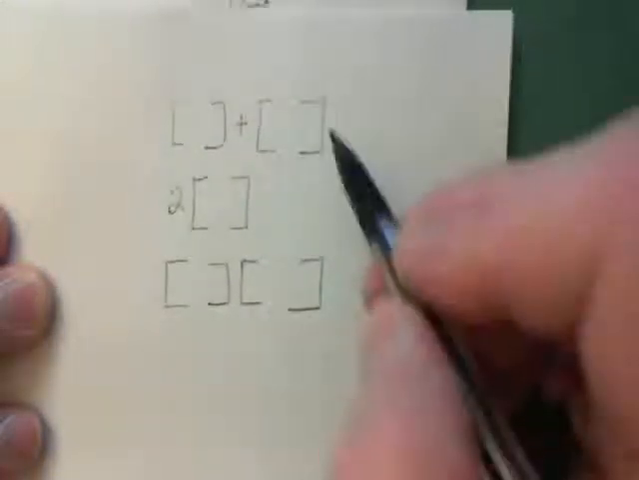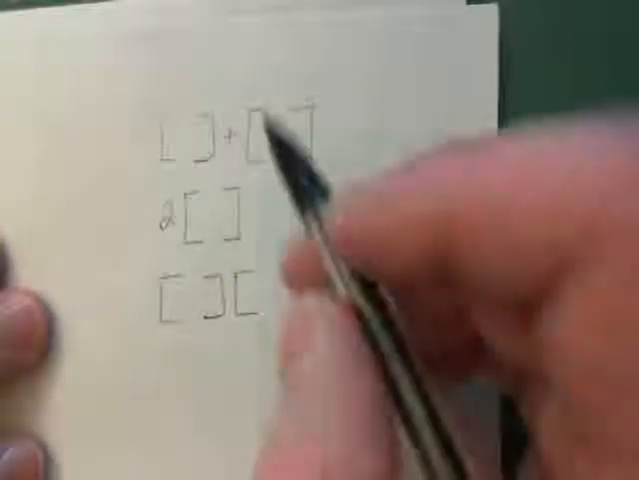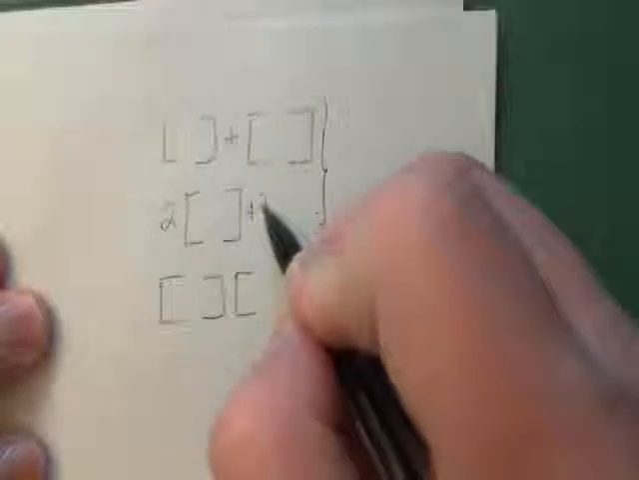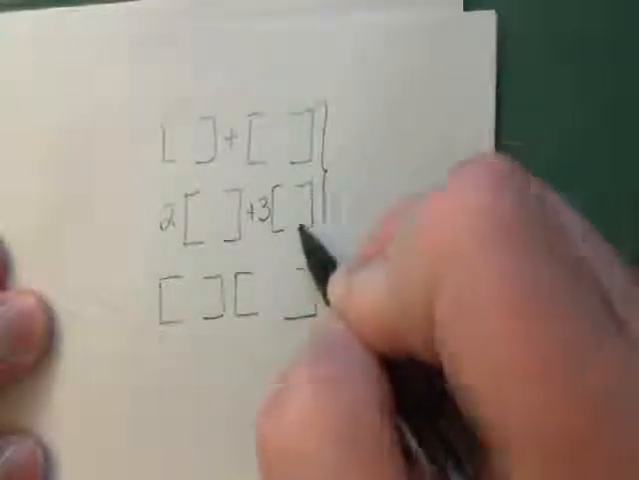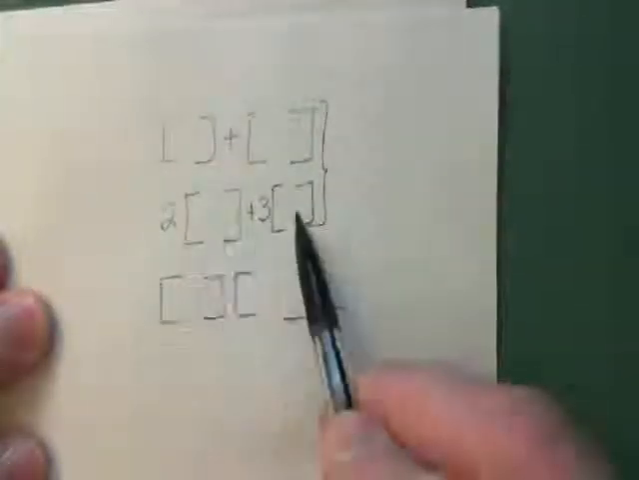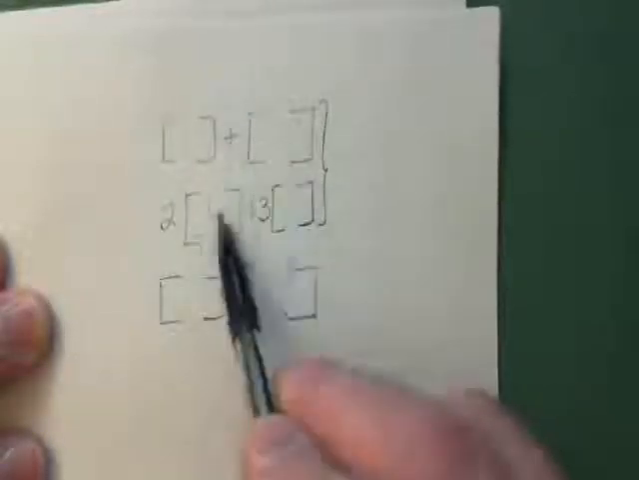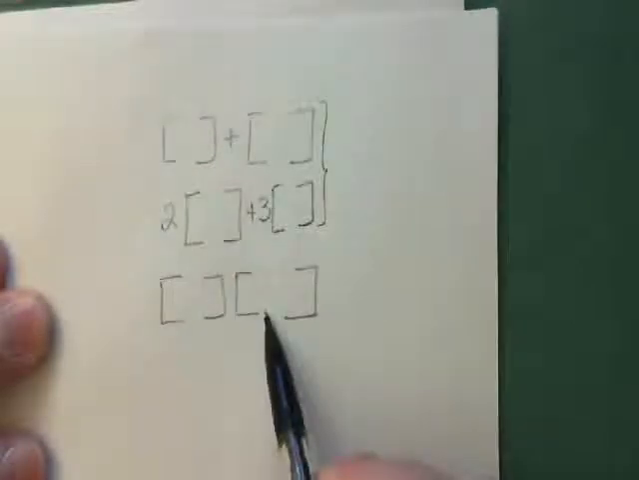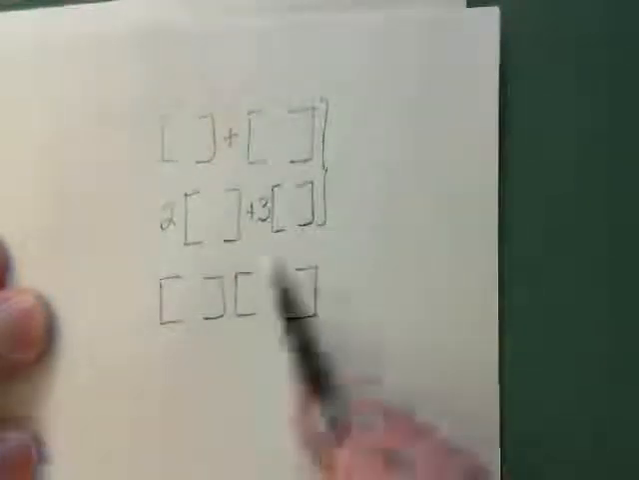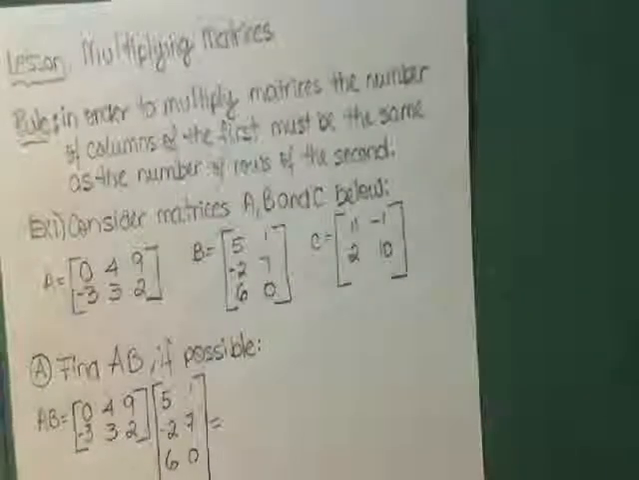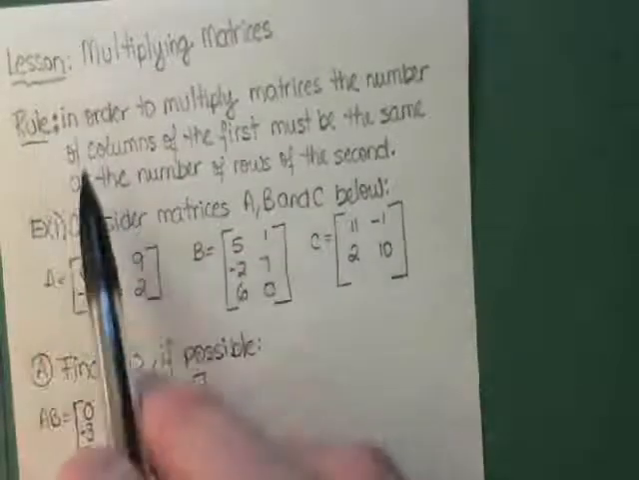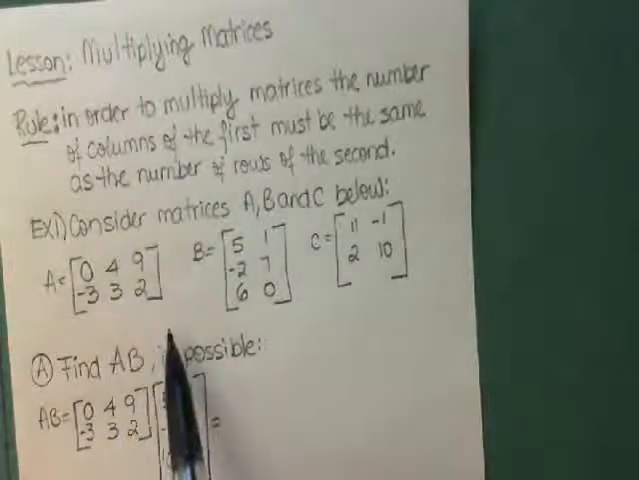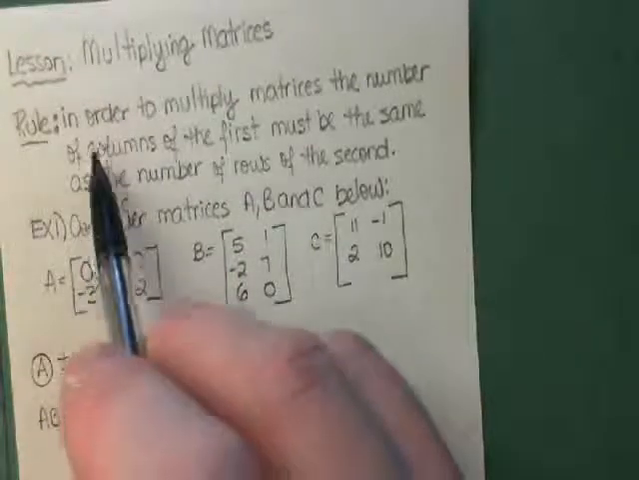Basically, when we did these two here, for example, plus or 3 times another matrix, you need to make sure that these matrices have the same dimensions, right? Now, when we multiply matrix times matrix, it's going to be a different rule. So today we're going to talk about that. The rule is, and it's probably not going to make sense at the beginning, but as we do the examples, it will make more sense.